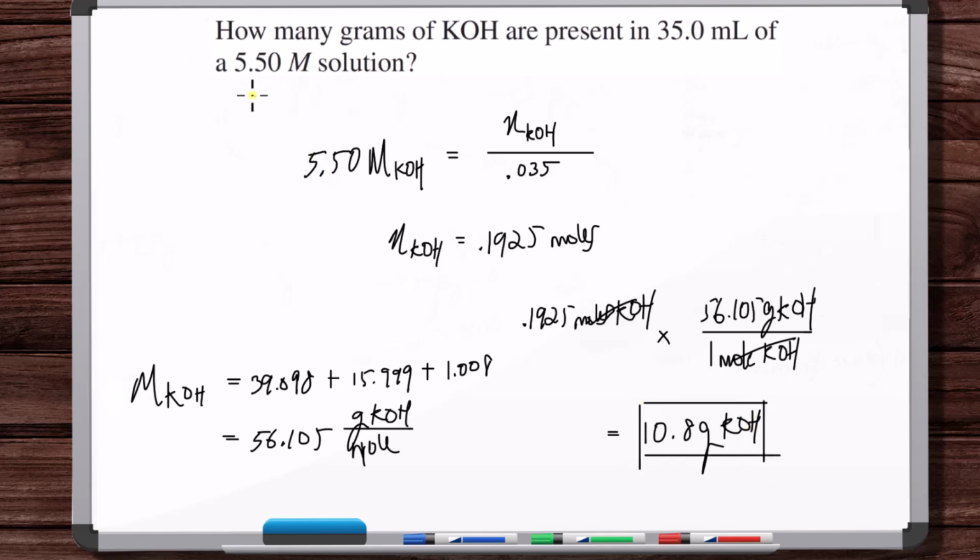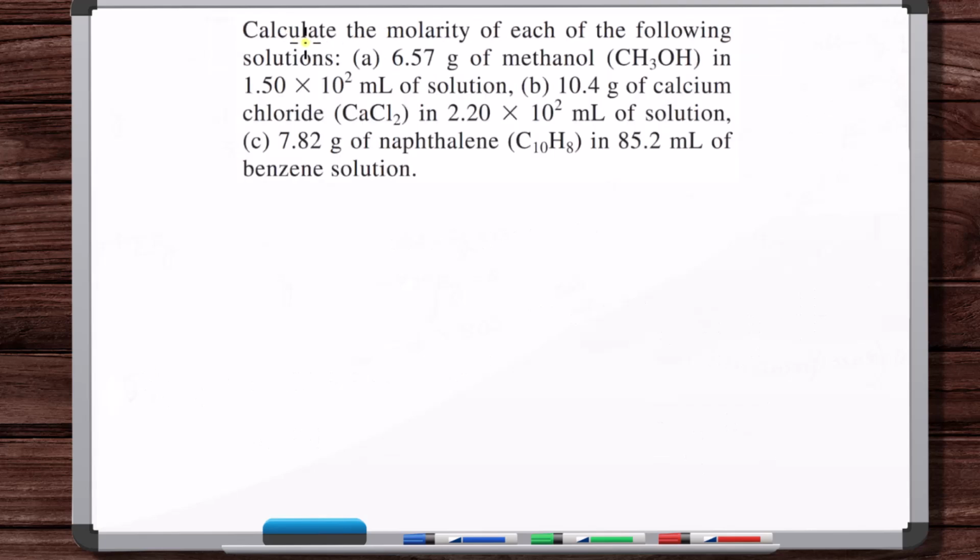In a 5.5 molarity solution of potassium hydroxide, where the total volume of this solution is 35 milliliters, there must be 10.8 grams of potassium hydroxide dissolved in that solution. Calculate the molarity of each of the following solutions. So first, part A, 6.57 grams of methanol in 150 milliliters of solution.